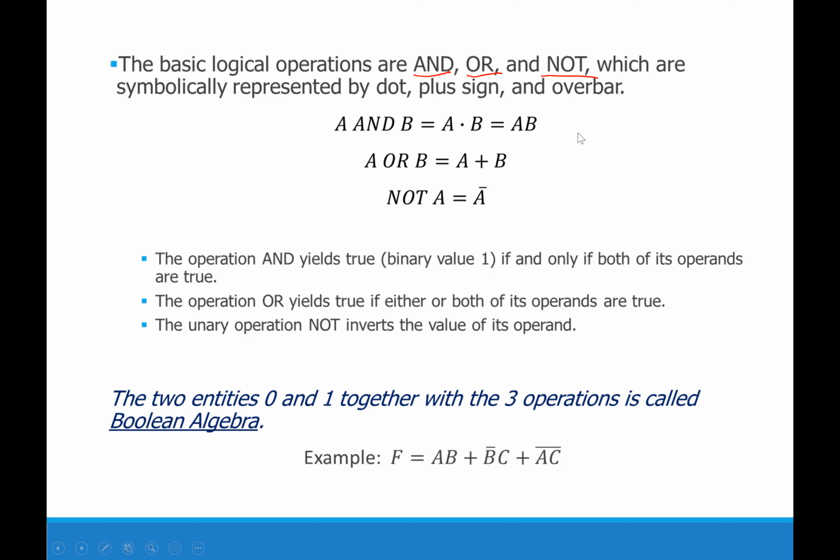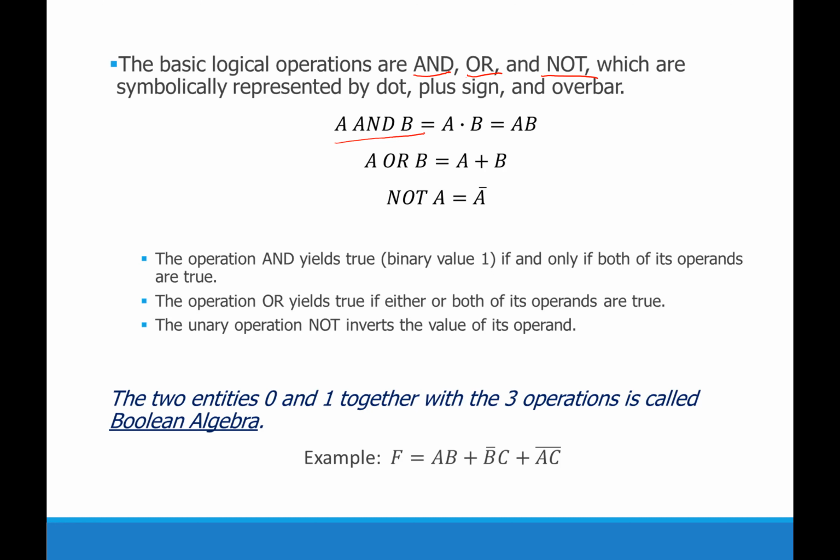Let's see how we represent these three operators. What are the symbols related to these operators? How do we represent the AND operator? Here you can see the representation of the AND operator. Now, if we have two Boolean variables, right?